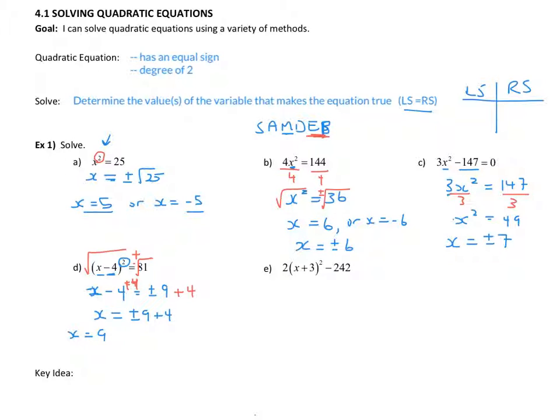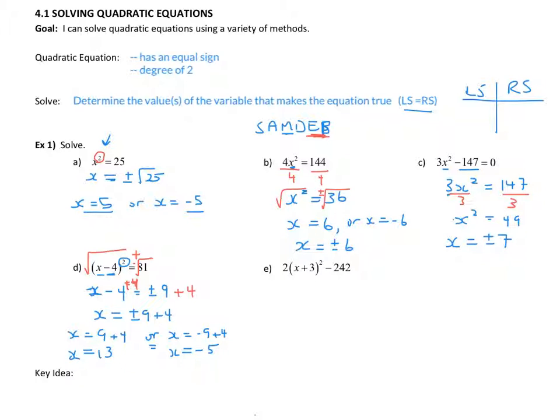We have the positive 9 plus 4, which gives you x equals 13 as one of your answers. And then the other one would be x equals negative 9 plus 4, which is equal to negative 5. So there's two answers for this, either x equals 13 or x equals negative 5.